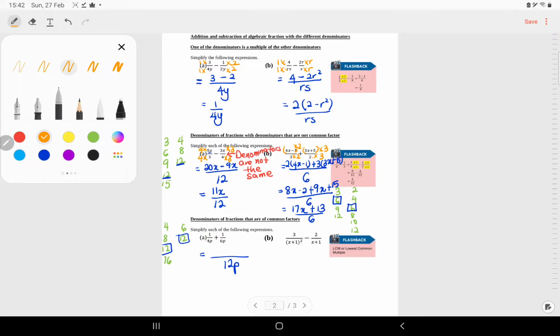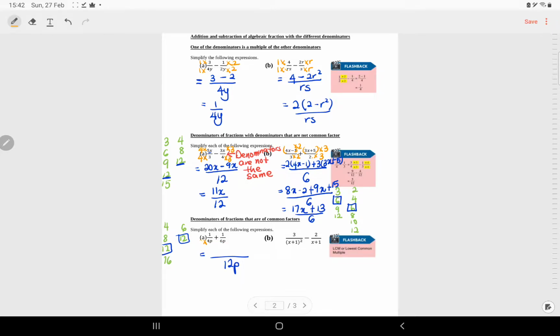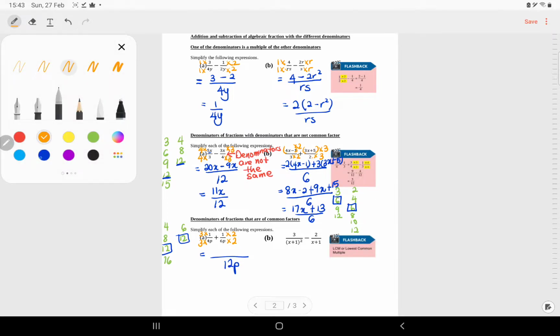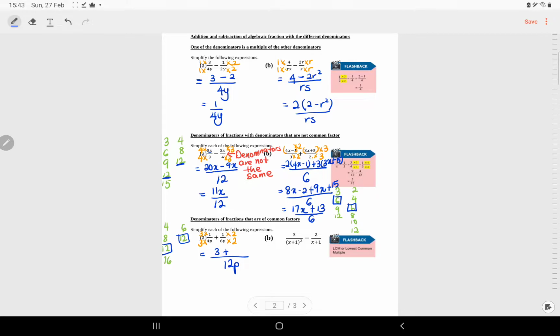For 4p here, to have a denominator of 12p, I multiply it by 3. So I multiply by 3 in the numerator as well. Next, denominator 6p. How does that become 12p? I multiply it by 2. So you multiply by 2 top and bottom. And what I get is 3 times 1, 3, plus 1 times 2, 2. So you get 5 over 12p.